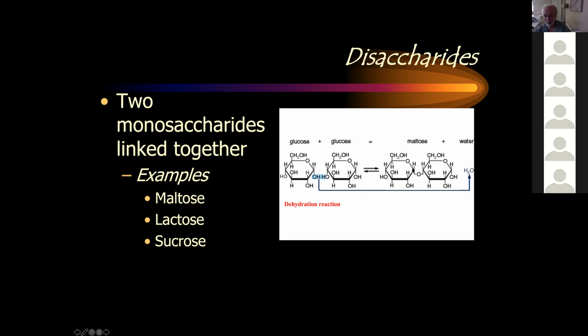The number 1 carbon is hooked to the number 4 carbon through an oxygen atom. So that's how disaccharides are formed. And another product of the reaction, of course, is a water molecule.